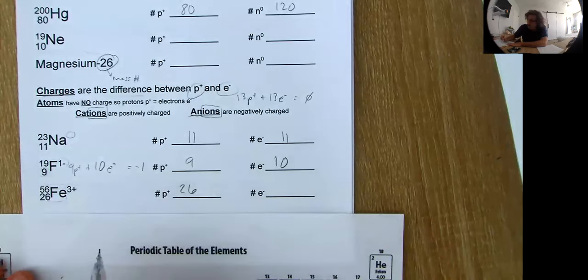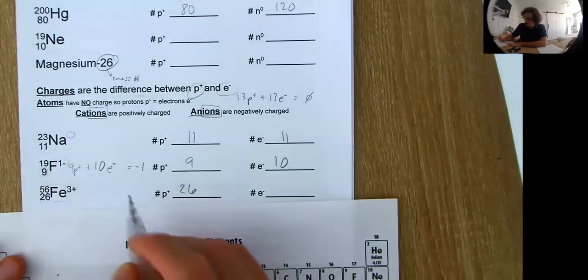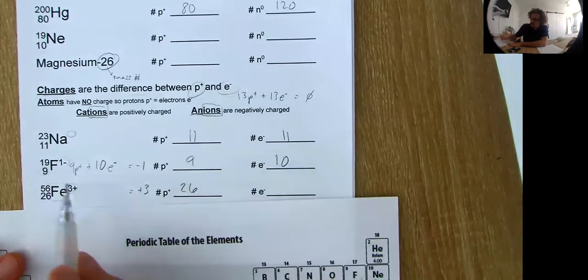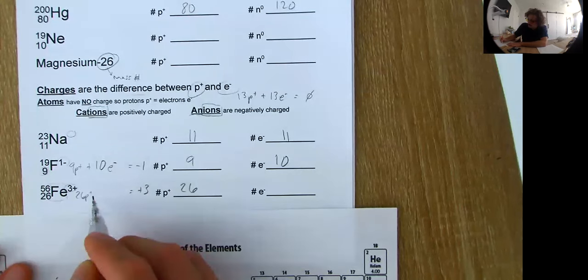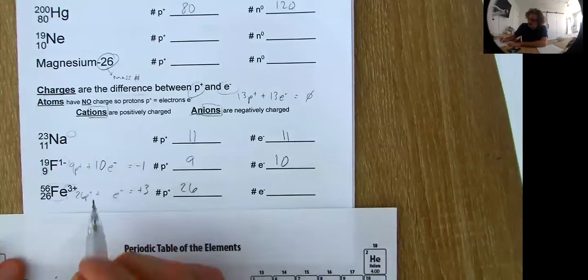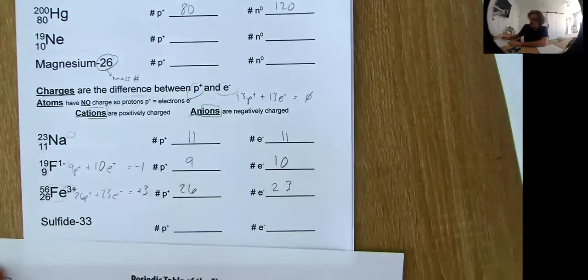All right, we're unpausing the video, and this is what's happening. We're doing equals a +3 charge. I got that +3 from right here. And there are 26 positives plus how many negatives must there be for there to be a +3 charge? 23 is our answer.